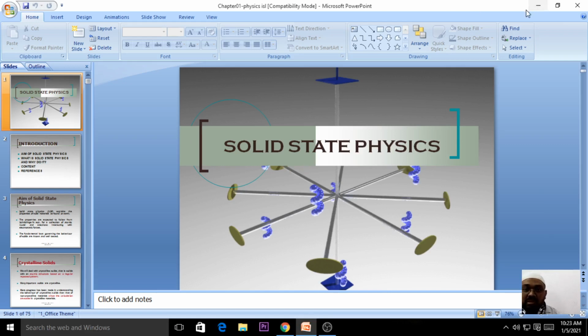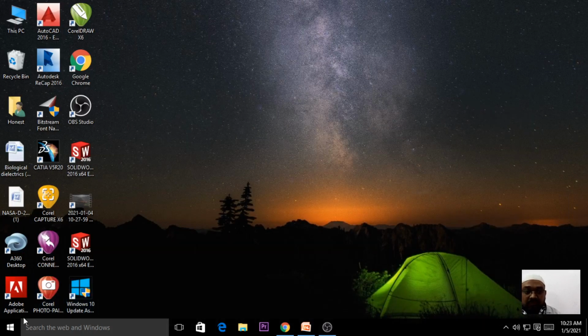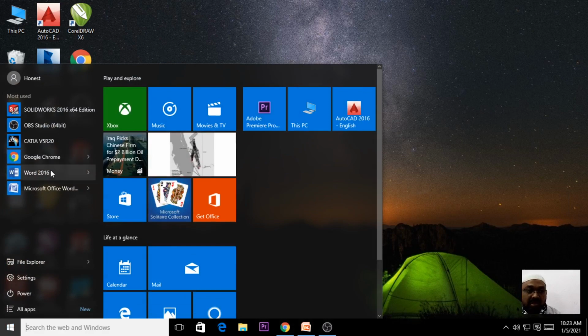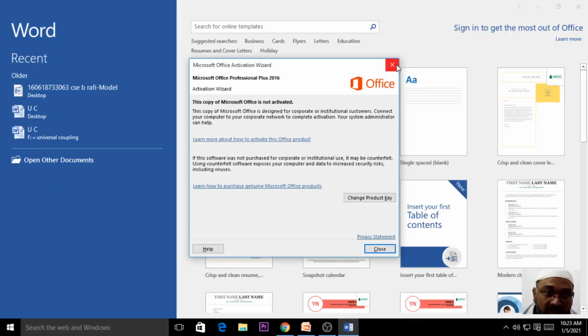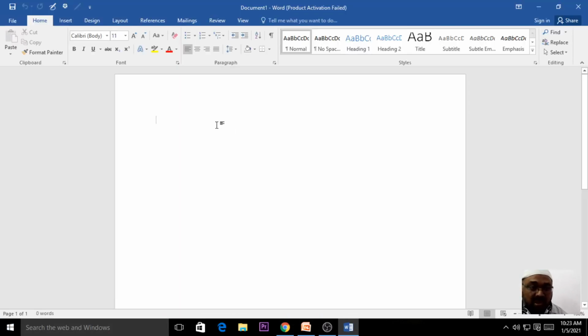So now we start with the Frenkel defect. In the previous class, we started with the Schottky defect. Now we'll go for the Frenkel defect.